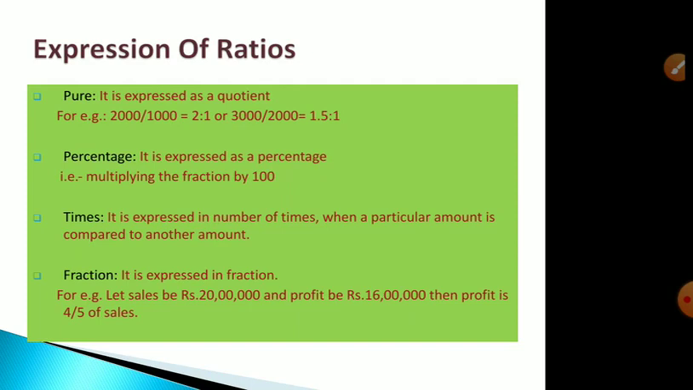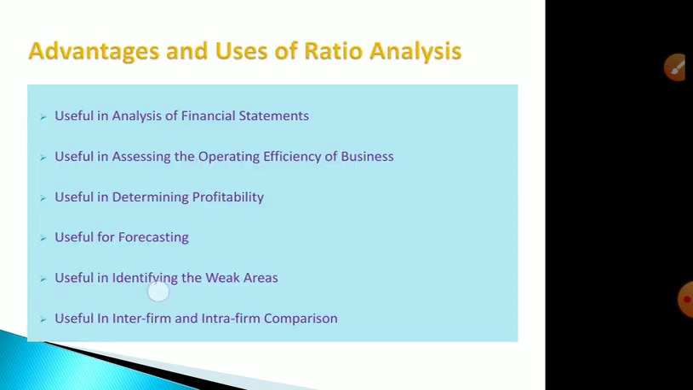For example, if I say that a company was having sales of rupees 20 lakh in the year 2019 and their profit was rupees 16 lakh, we can say that the profit of the company in 2019 was 4/5 of its sales. So this is the fraction way we are representing the ratio in fractional form.